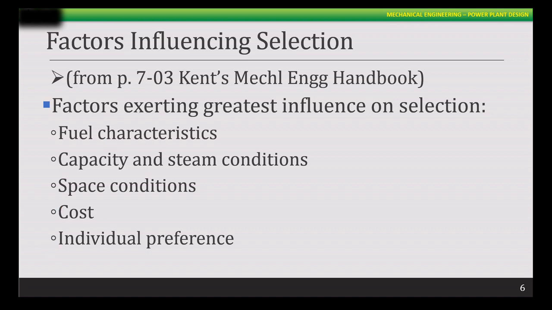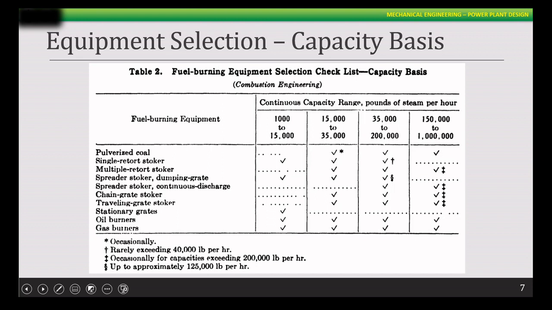And then one is based on the capacity. This is taken from table 2 of Kent's Mechanical Engineer's Handbook. So this is based on the capacity. So we have the types of equipment, and then what are the capacities that are applicable to them.